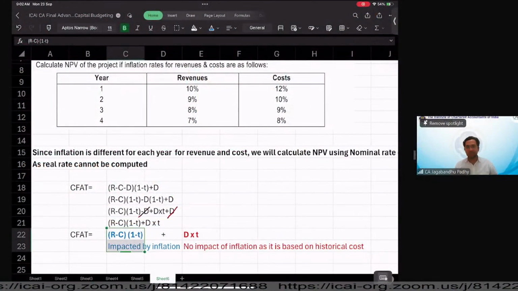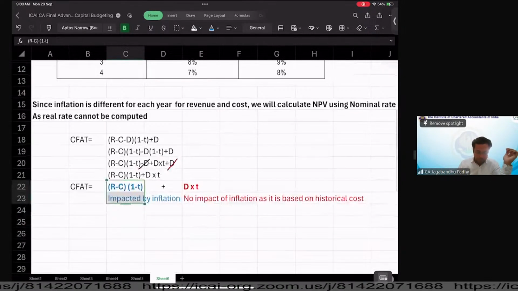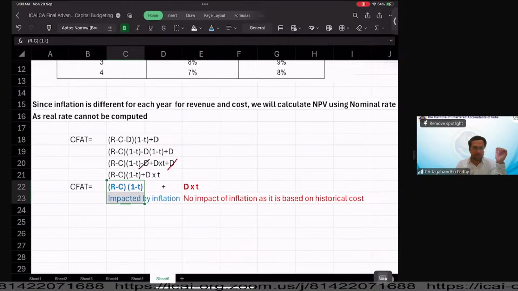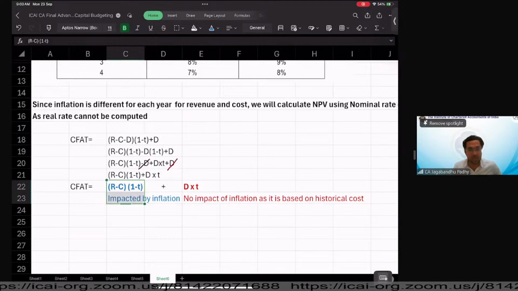Okay, let's get started. We were looking at the difference between revenue and the cost. We multiplied that with 1 minus t. So we said that this component is going to be impacted by inflation. The other component is not going to be impacted by inflation. So we need to keep that other component constant, whereas the other part is going to get affected.